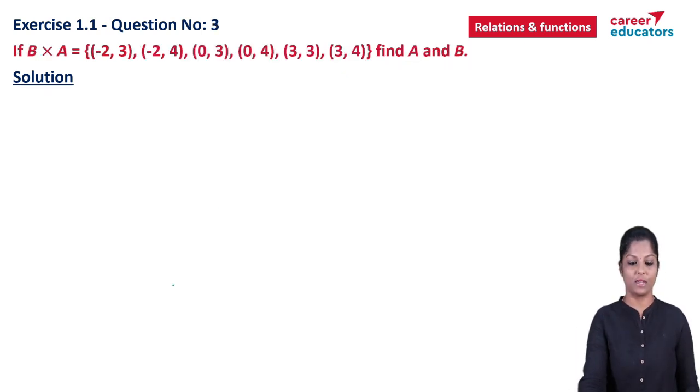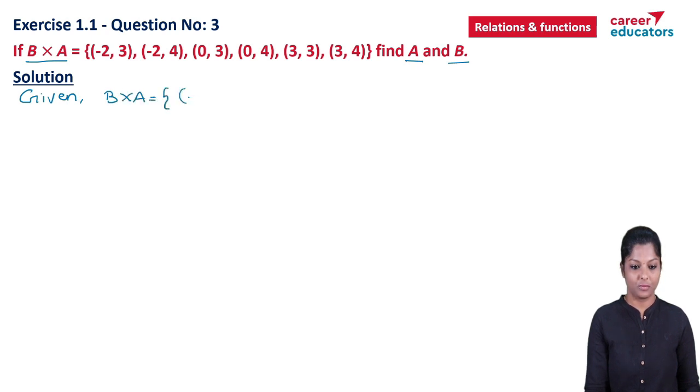In question number 3 they have given B cross A. We have to find set A and set B. Let's solve the problem. Given B cross A equal to minus 2, 3, minus 2, 4, 0, 3, 0, 4, 3, 3, 3, 4.